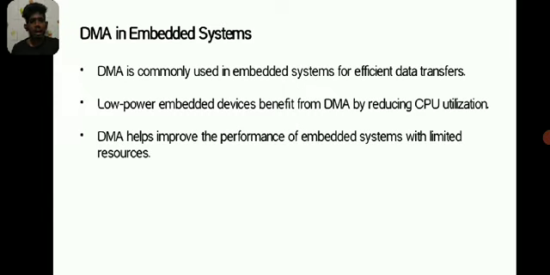DMA in embedded systems. DMA is commonly used in embedded systems for efficient data transfers. Low power embedded devices benefit from DMA by reducing CPU utilization. DMA helps improve the performance of embedded systems with limited resources.